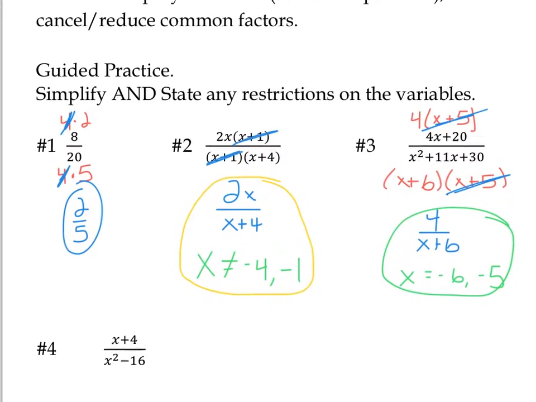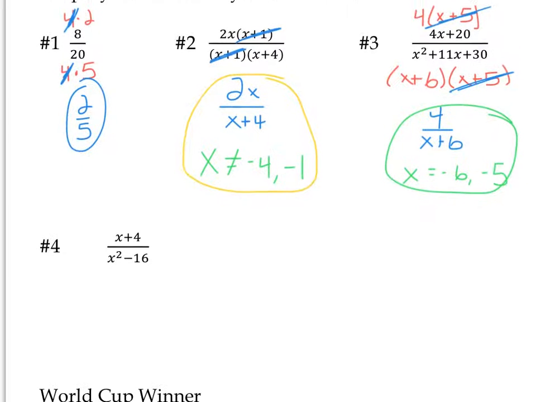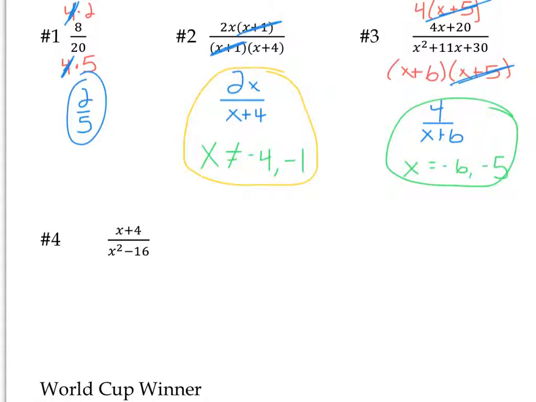Okay, let's see here another example. So x plus 4 over x squared minus 16. This denominator is one of our special factoring patterns. It's a difference of squares. We want to recognize that as x plus 4 times x minus 4.